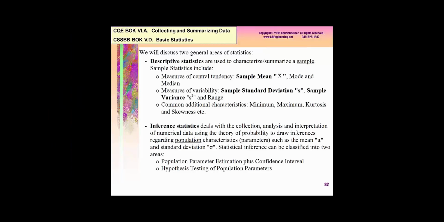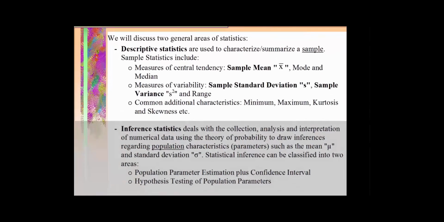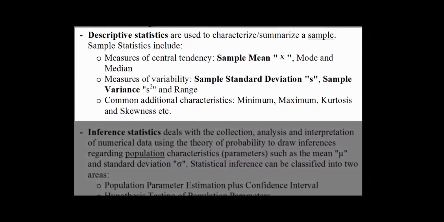Two general areas of statistics are descriptive statistics and inferential statistics. Descriptive statistics are used to characterize a sample. Sample statistics include measures of central tendency, such as the sample mean, X bar, the mode, and the median. Measures of variability, such as the standard deviation, S, sample variance, S squared, and the range, and other characteristics such as the minimum and maximum of the data, and skewness and kurtosis are measures of the sample distribution.